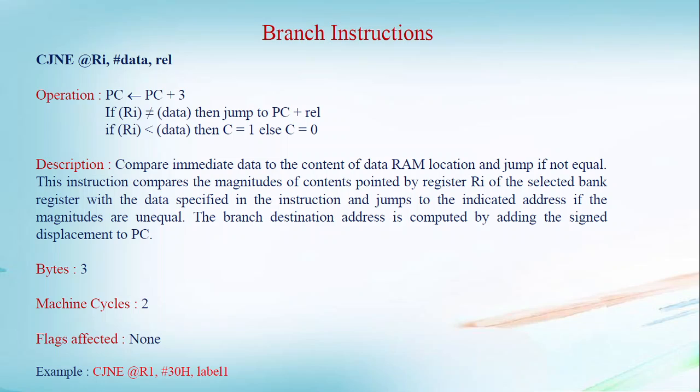Next, CJNE @RI comma hash data comma REL. It means compare the immediate data to the content of the data RAM location pointed to by the register RI and jump if it is not equal. The branch destination address is computed by adding the signed displacement to the PC. Example, CJNE @R1 comma hash 30H comma label 1.